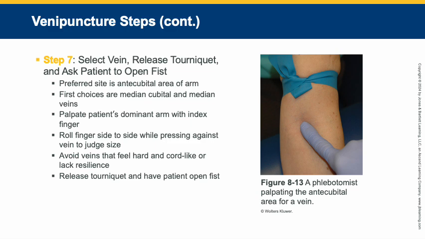Step 7, select the vein, release the tourniquet, ask the patient to open the fist. The preferred site is the AC, antecubital area. First choices are median cubital, median veins. Palpate your patient's dominant arm with the index finger. Roll your finger side to side while pressing against the vein to judge its size, whether it is big or little bitty. Avoid veins that feel hard or cord-like or lack resilience. Release the tourniquet and have the patient open the fist.